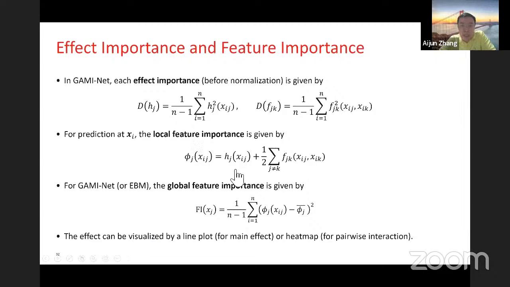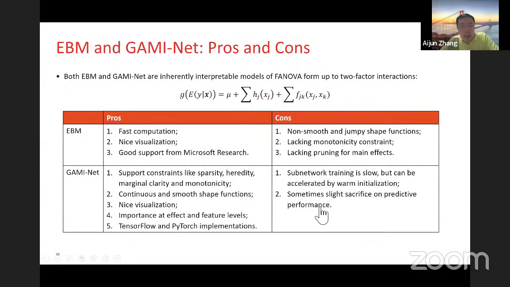And this effect is a single index, but the curves can be visualized by line plots for main effects and heat maps for pairwise interactions, okay? So here are the pros and cons, but before I talk about this, let's do the demo, okay? Let's do the demo.